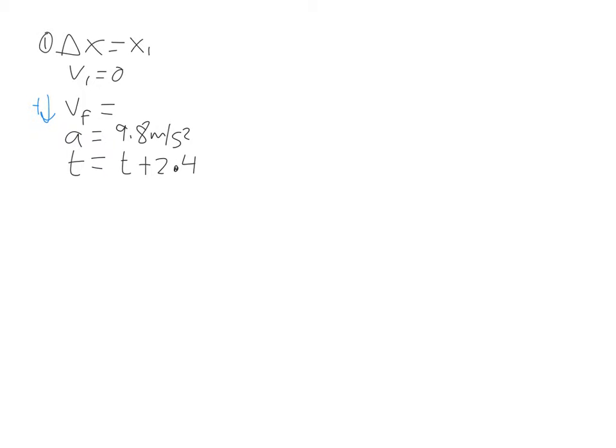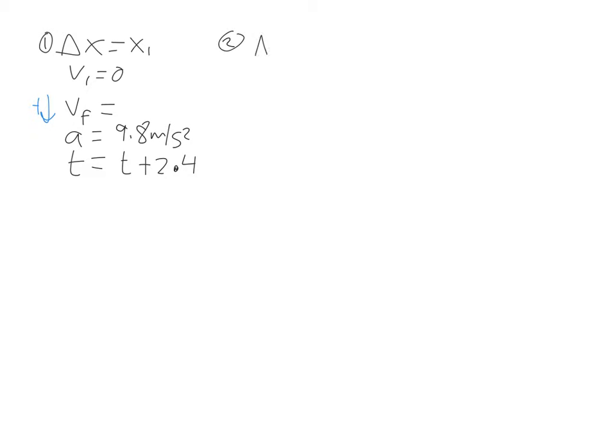So what I would do is for object 1, it looks like you were on the right track here. It obviously starts from 0. I would say its displacement is simply x1. And for this one, I'm going to say that down is the positive direction. So that means my acceleration is going to be a positive 9.8 meters per second squared, and my time is going to be, like you have, t plus 2.4, where t is the time for the other object.